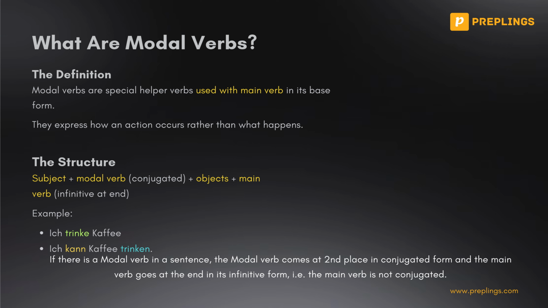So the verb that gets conjugated is the modal verb. It is not the main verb. Let's see a simple example. Ich trinke Kaffee. You can identify ich as subject, trinke as main verb. It is conjugated and Kaffee is the object. Subject, verb and object. Now, if I introduce the modal verb like können, the sentence will change to Ich kann Kaffee trinken. Notice that subject and object remain unchanged. Main verb position is taken over by modal verb kann. It is the conjugated form of können. The main verb goes to the end of the sentence in its infinitive form, trink to trinken.